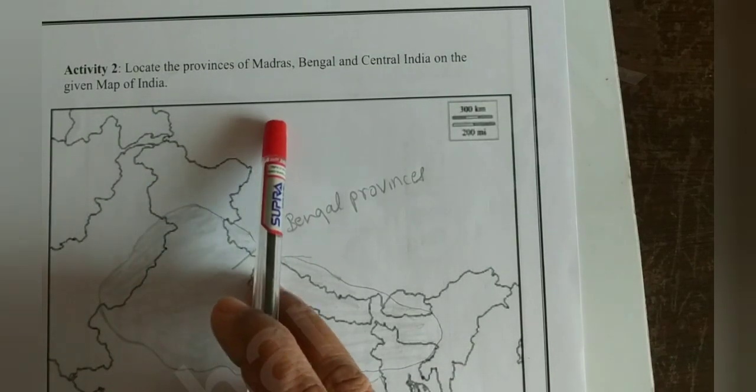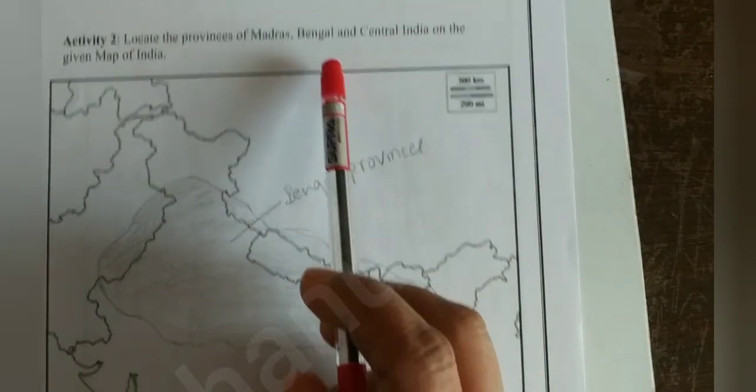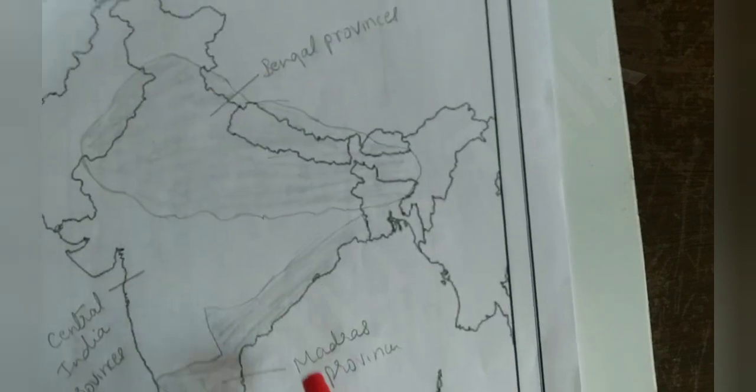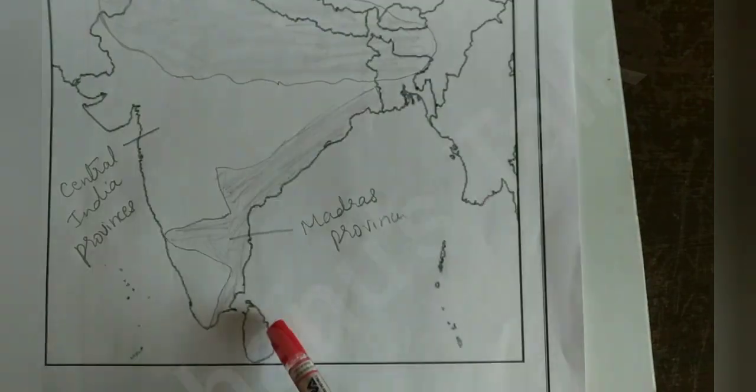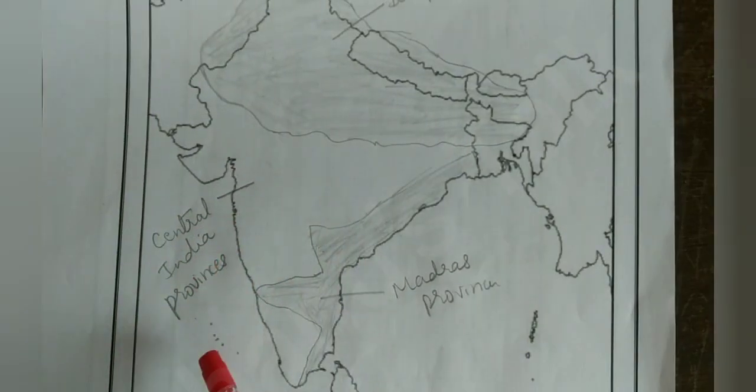Activity 2. See, we have to locate the provinces of Madras, Bengal and Central India. So this is the Bengal province and this region, Madras province and this Central India province.